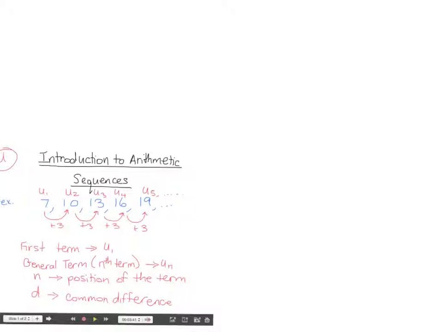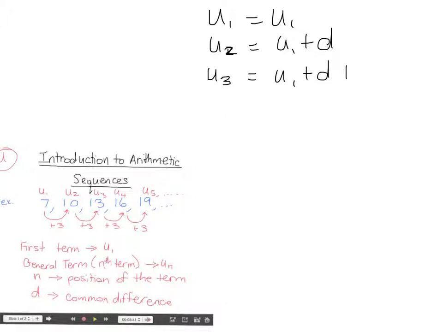The first term is just the first term, right? We didn't add anything else to it yet. But the second term, we have to add d to U1. Now the third term, we would go ahead and add d once again. And we would keep doing that. So for the fourth term, we would add d one more time.